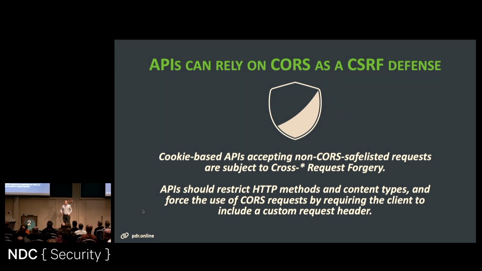APIs can rely on CORS as a CSRF defense. CORS, cross-origin resource sharing, is really good at helping you prevent CSRF against your APIs while enabling legitimate cross-origin traffic, because your policy can say, of course I want to accept things from supercool.restrogate.com, but not malicious.restrogate.com. That's perfectly possible as well. All right? So that's essentially what's going on here.